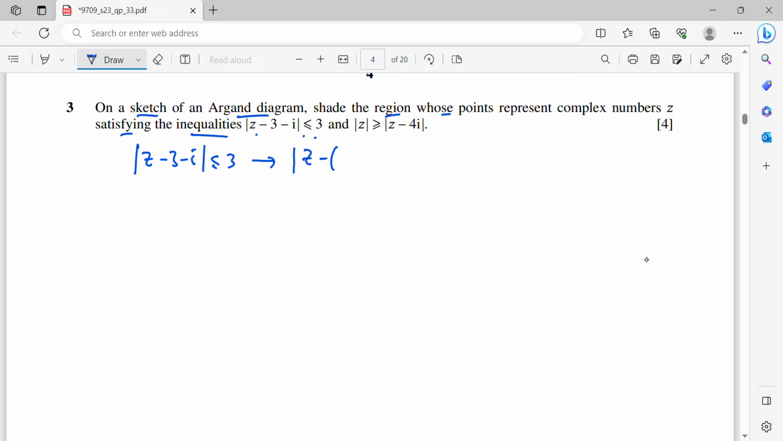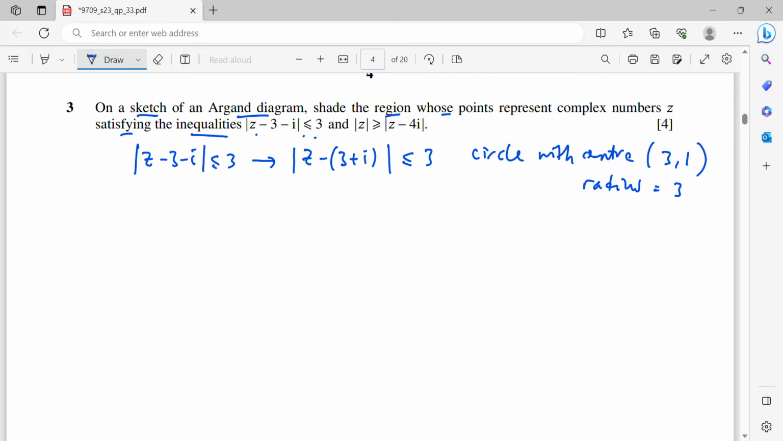So for the circle, we have to factorize the minus right after the z in order to get the center. Okay, so from here I know that this is a circle with center (3, 1), because it is 3 plus 1i. And then the radius will be 3 units.